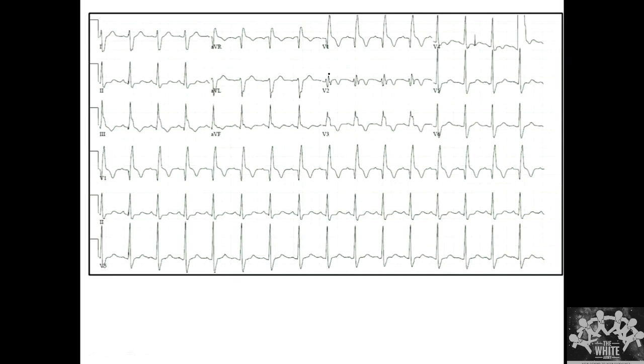Bifascicular is right bundle branch block with either of LAFB or posterior fascicular block. Either anterior or posterior, any one of that is called a bifascicular block because each is one fascicle. The right bundle is one fascicle, the left anterior is one fascicle, left posterior is one fascicle.